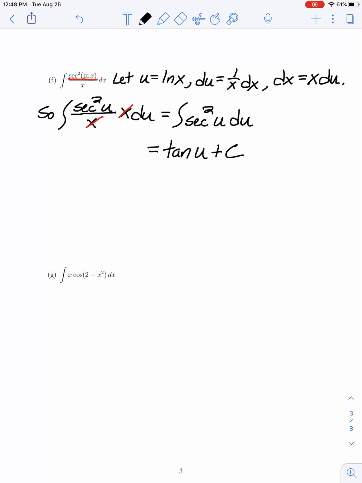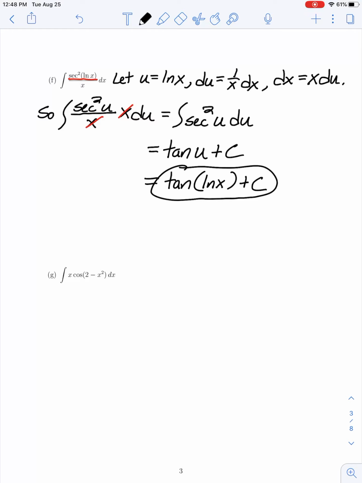And as with our earlier u substitution examples, we want our final answer in terms of the variable that we started with, in this case x. So we're going to substitute u, which was the natural log of x, back into our antiderivative. So we've got the following. All right.